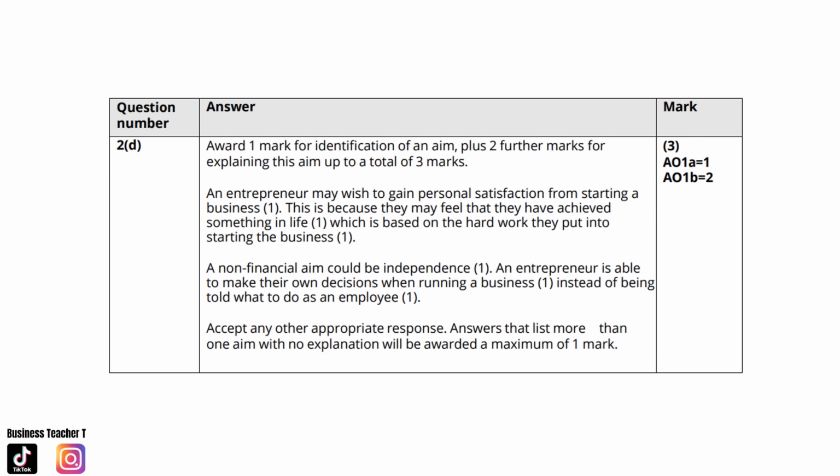You might have written something like this: an entrepreneur may wish to gain personal satisfaction from starting a business. This is because they may feel that they have achieved something in life, which is based on the hard work they put into starting a business. Or a non-financial aim could be independence. An entrepreneur is able to make their own decisions when starting a business, instead of being told what to do as an employee. So you might have had this or some variation, and the examiners would take that on board.